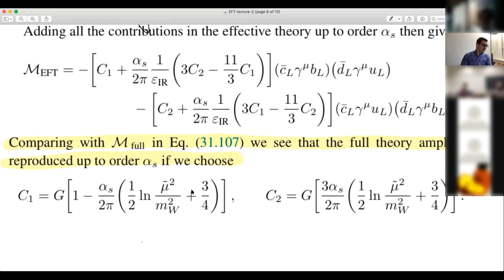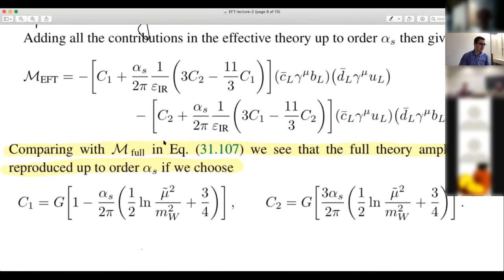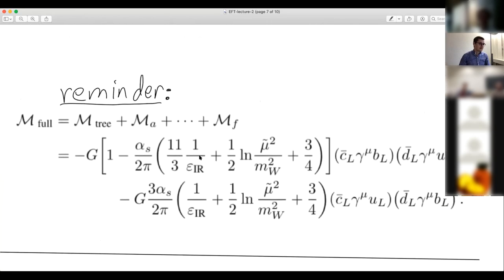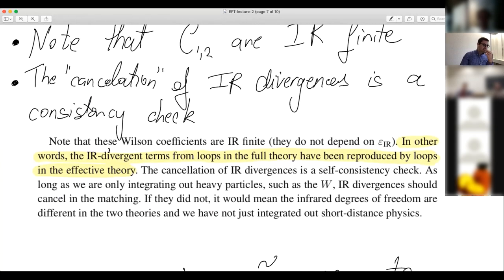And we can find C1 and C2, which do not depend on the infrared regulator. So you see, if you choose C1, which depends only on G_F and on alpha strong, MW, and the renormalization scale, of course, then they don't depend on the infrared regulator. This is actually a very important check of your calculations. That the infrared singularity in the UV theory matches the one in the low energy theory. What does this mean? It means that the two theories are equal in the infrared, at low energies.